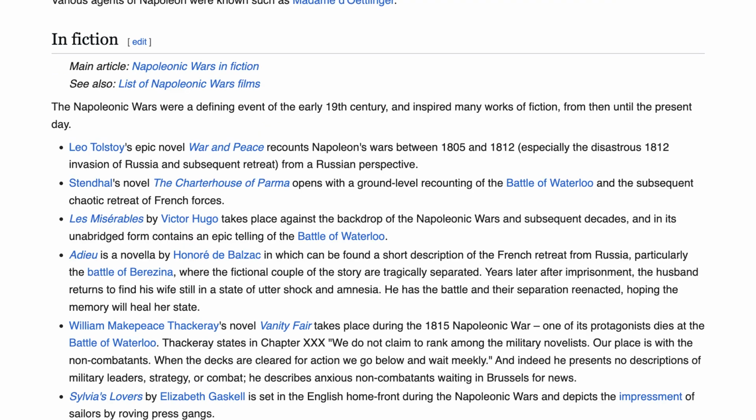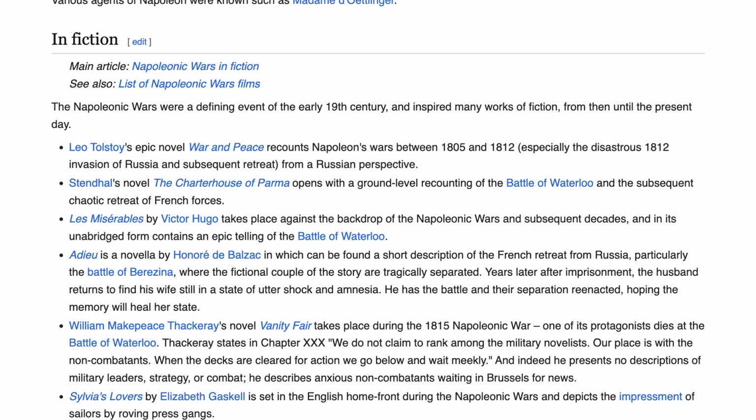In fiction, the Napoleonic Wars were a defining event of the early 19th century, and inspired many works of fiction, from then until the present day. Leo Tolstoy's epic novel War and Peace recounts Napoleon's wars between 1805 and 1812, especially the disastrous 1812 invasion of Russia and subsequent retreat, from a Russian perspective.